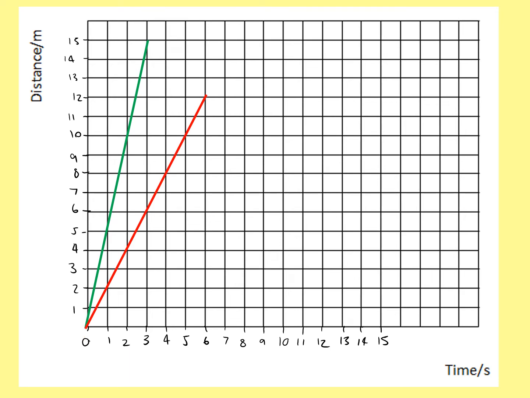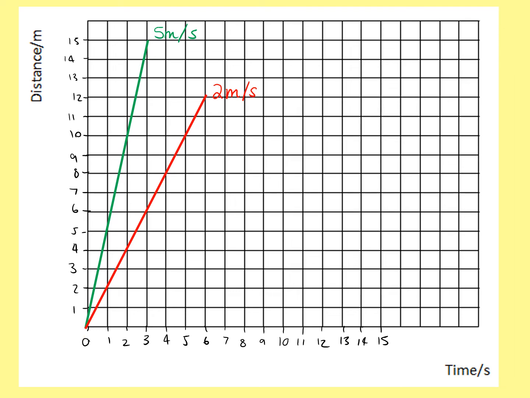So here you can see both the graphs from the first set of data and then the second set of data. The first one, I'll remind you, was walking at 2 metres per second, and the second one was walking at 5 metres per second. Now what we can see really clearly from these graphs is that if the line is steeper, then the person or object is moving faster.